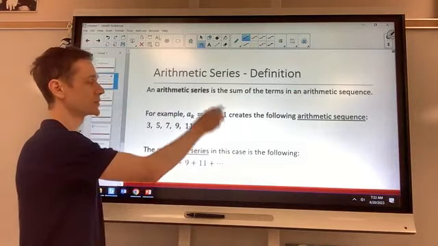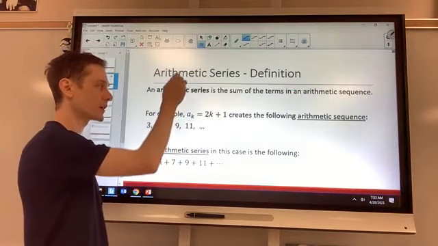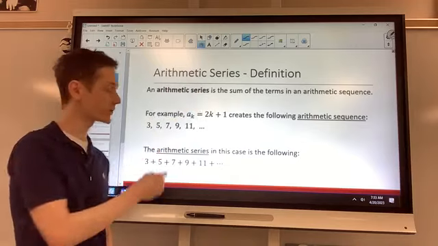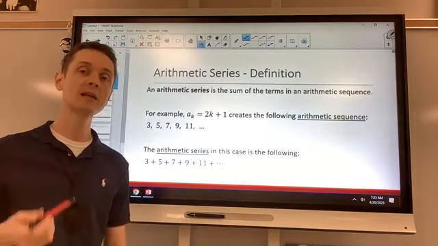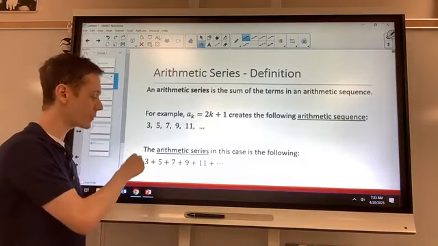So arithmetic sequences, you might be given a formula like this. When you plug in your numbers, k equals 1, k equals 2, k equals 3, you end up with a pattern of values. So that's what creates the arithmetic sequence. Now we're going to look at what happens if we need to add all those numbers up.